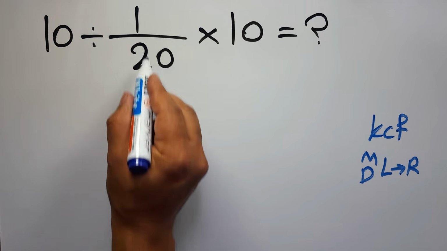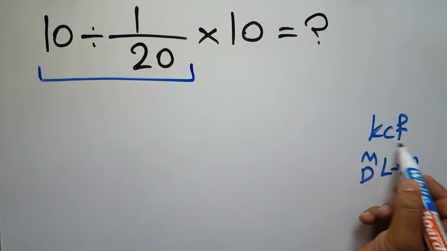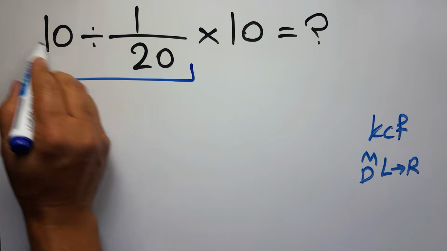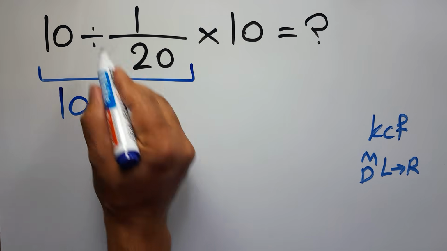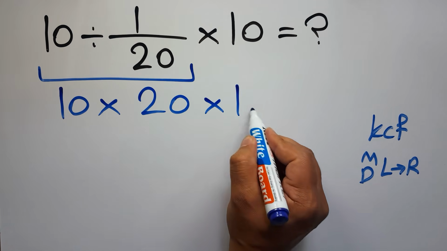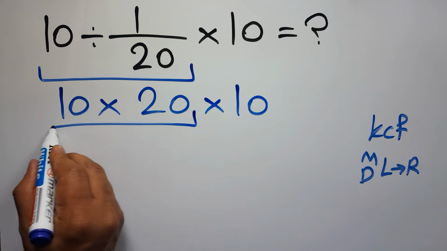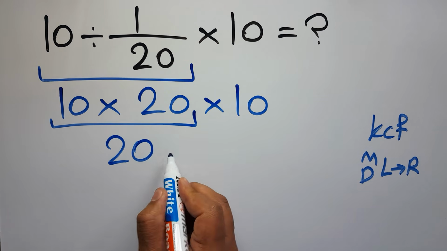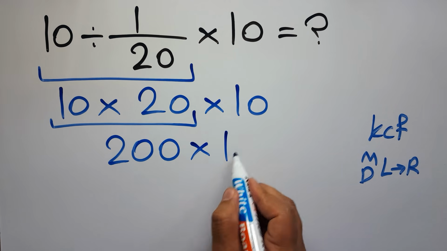10 divided by 1 over 20. According to the KCF rule, we can write: keep the first fraction, change division to multiplication, and flip the second fraction. And here we have times 10. Okay, 10 times 20 gives us 200. So we have 200 times 10.